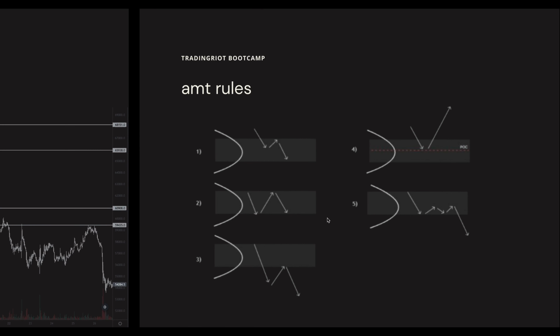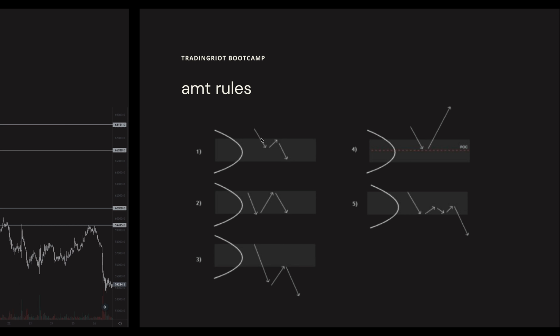Here are the auction market theory rules. There are 5 of them. In all honesty, you will be basically working only with 2 or 3 of them. Let me just talk about each of them. Rule number 1: when markets are coming into the prior value area and find acceptance there, they are most likely to retest the value area high and travel towards the value area low.